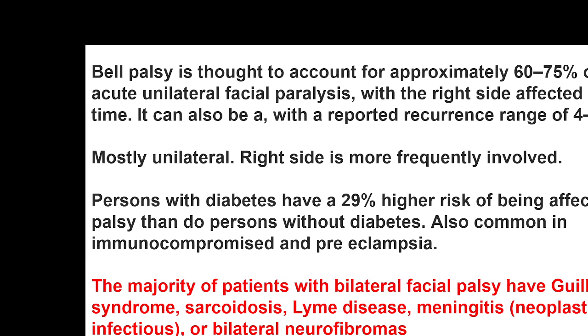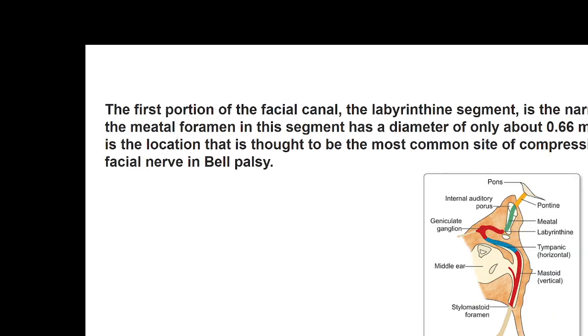Again, how this is related is not known. The majority of patients with bilateral facial palsy would have Guillain-Barré syndrome, sarcoidosis, Lyme disease, or meningitis, which are of neoplastic or infectious origin, or bilateral neurofibromas. So whenever the patient has a bilateral lower motor neuron palsy, you have to be extra careful to rule out other conditions. A unilateral facial, lower motor neuron palsy of generally sudden onset can be considered Bell's palsy.